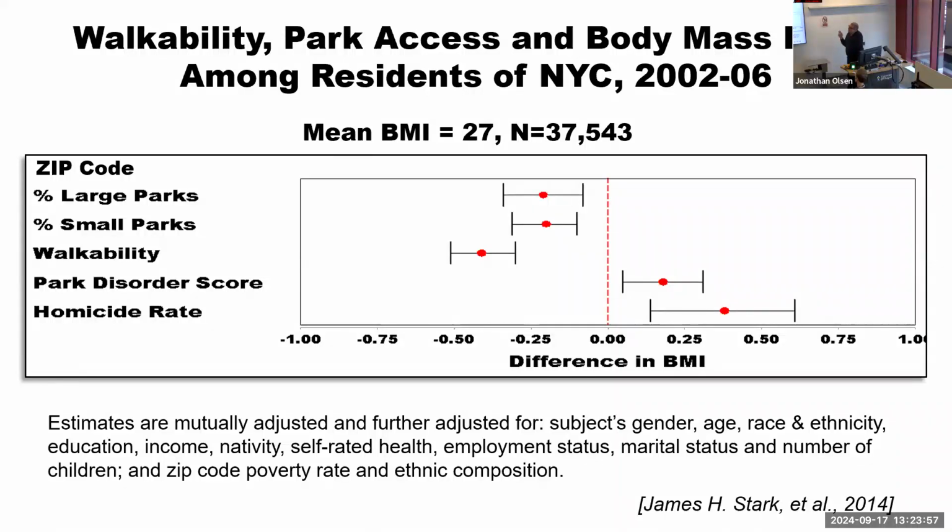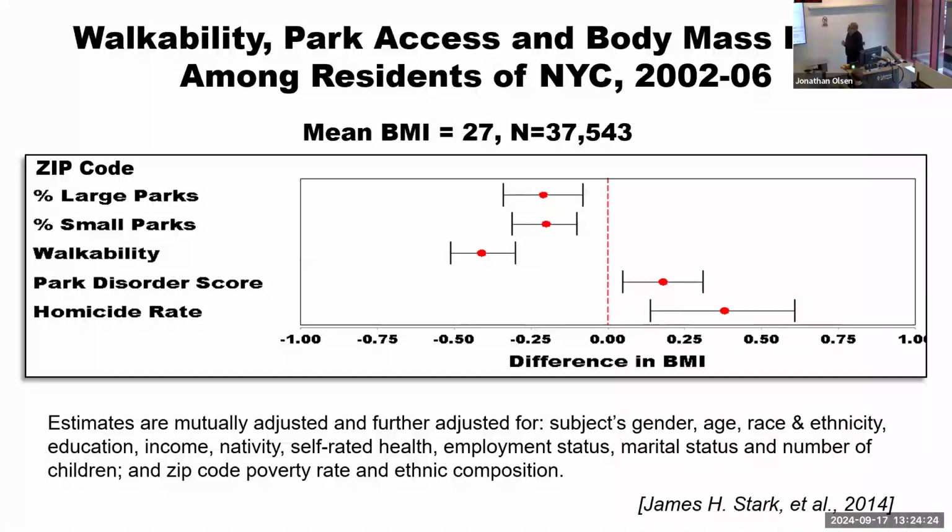We were able to get data on how much garbage was in the park, graffiti, whether the park was broken down or not, and we created a park disorder metric. So the more disordered or lower quality the park was, the higher the BMI. And we used homicide rate as a marker of crime and violence. So you see that areas with more disorder and more crime are associated with higher BMI.